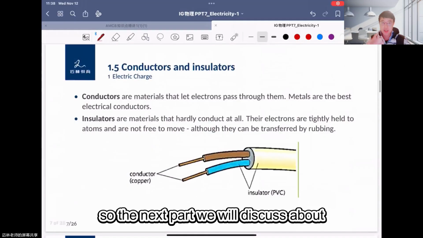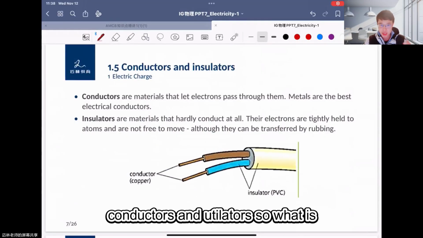Okay. So in the next part we will discuss conductors and insulators. So what are conductors?